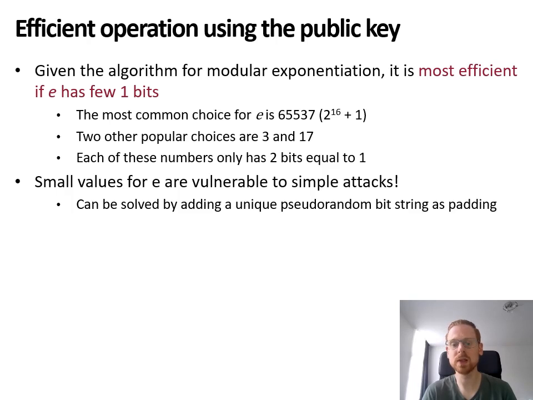In this case, the attacker is able to derive m by calculating the cube root of m to the third, which is not that hard. This problem can be solved, however, by adding a unique pseudo-random bit string as padding to the message m.